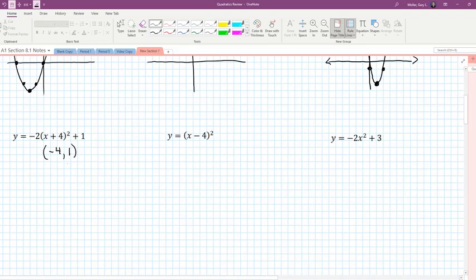Bring down the 1. We do have a scale change on this one. And notice that it's a negative. So we haven't talked about that yet. The negative is going to flip the graph over. So we're going to go down from the vertex instead of up.